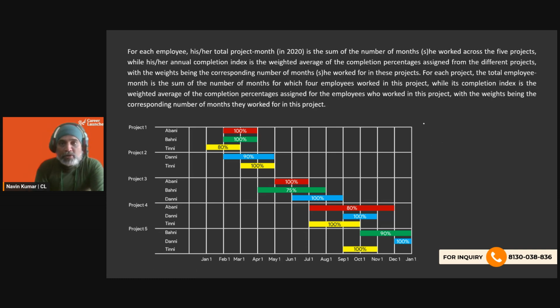So if I talk about A's project month, let's call it PM. This is the sum of the number of months she worked across the 5 projects. So A worked for 2 months in project 1. Then it was 0 in project 2, then A worked for 2 months in project 3. For project 4, this is a total of 5 months. And for project 5, it's again 0, right?